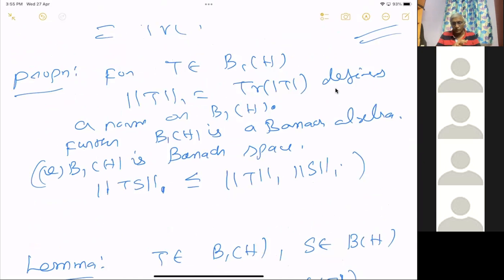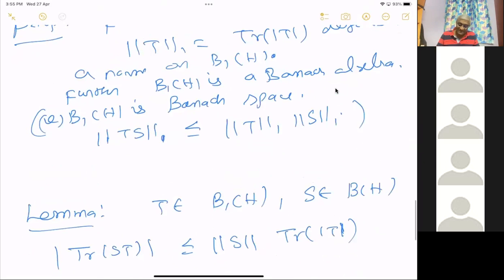You can multiply two operators, it's an ideal. So in particular, it's an algebra, it's a ring. You can multiply two operators in trace class, and that is also a trace class operator. If you multiply two trace class operators, it's again a trace class operator, and they satisfy this inequality. This is a Banach algebra inequality. So I want to prove that.